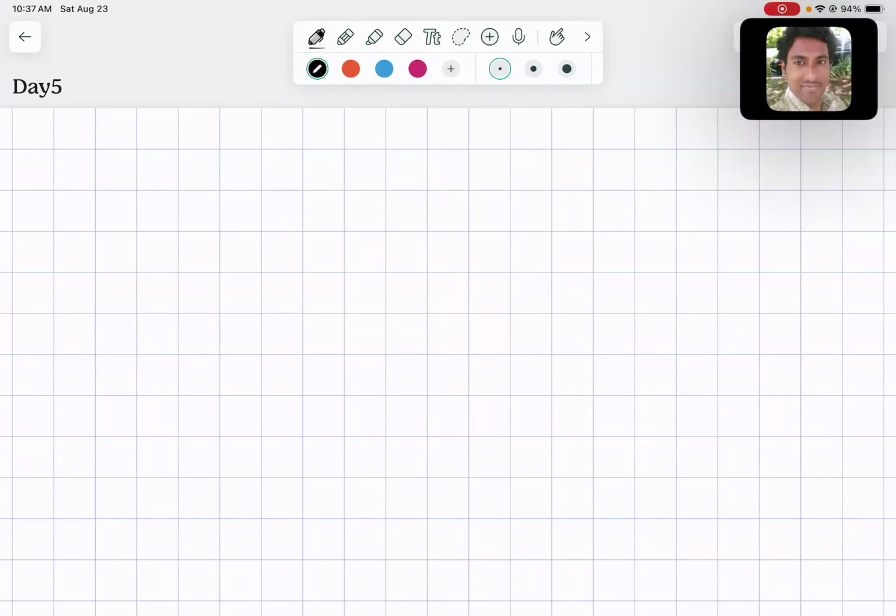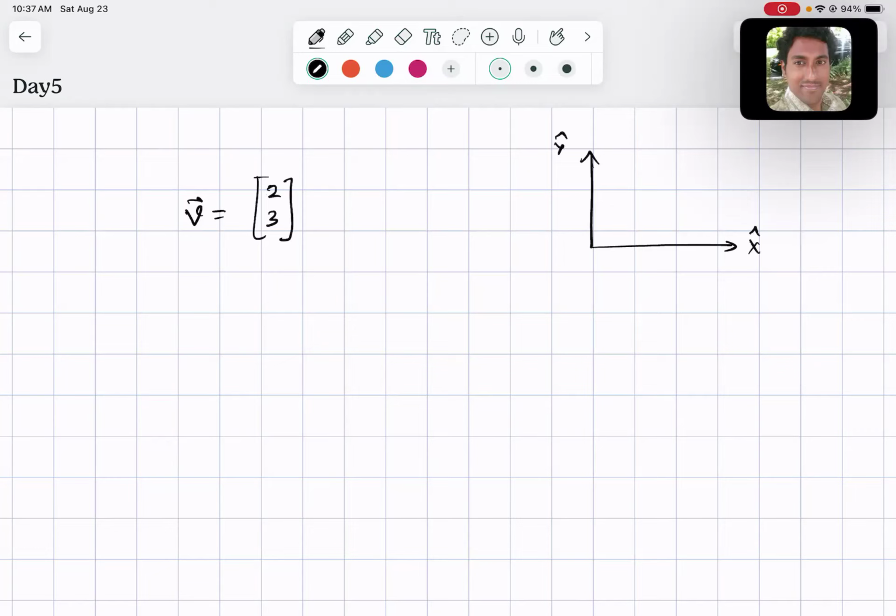Okay, so let's start. So how do we represent a vector? Any vector v can be represented like this, a column 2, 3, and in a Cartesian coordinate system diagram, if this is x hat, this is y hat direction, then this means 2 steps along x hat and 3 steps along y hat, and the vector would be this one, right? This is the vector v. That's how we represent a vector.